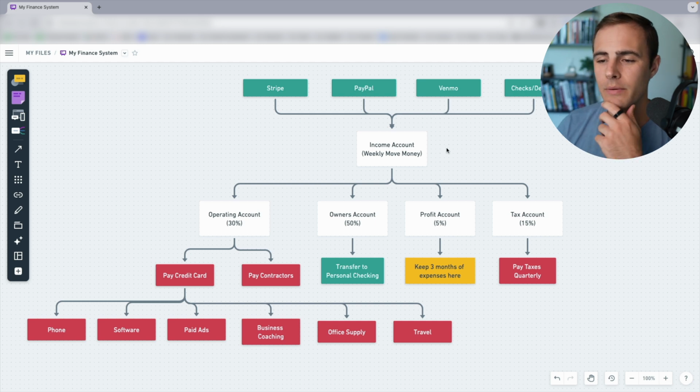Okay. Now, the next thing I want to cover on here is the credit cards that I use. So I use 2 credit cards right now for my business.